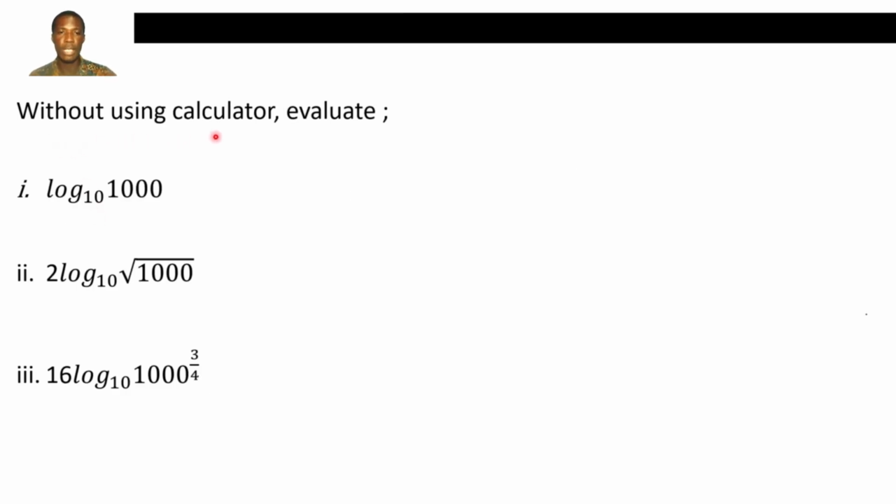Without using calculator, evaluate the following. 1. Log to the base 10 of 1000. 2. 2 times log to the base 10 of the square root of 1000. And 3. 16 times log to the base 10 of 1000 to the power a fraction with numerator 3 and denominator 4. Okay, so let's go ahead and evaluate.